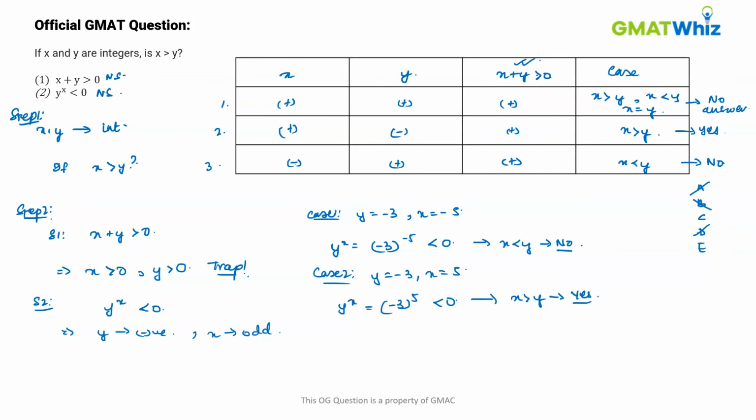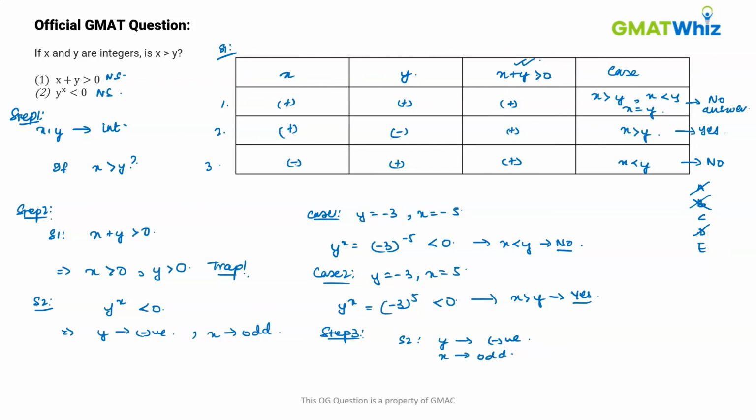And we will move on to the last step, which is step 3, and see if the statements combine to give an answer or not. As per the information given in statement 1, we have the whole table here, right? We have the three cases. And from statement 2, I know that the nature of y is going to be negative, and x has to be odd.